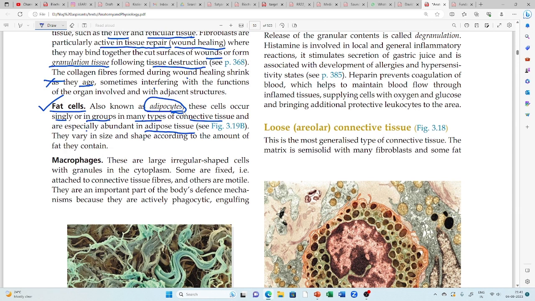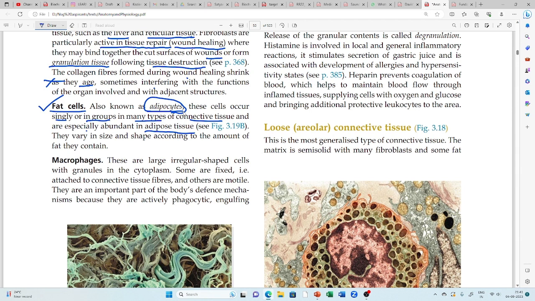Fat cells are otherwise called adipocytes, and they are found in groups, sometimes in groups or single, and are more common in connective tissues. These cells vary in size, shape, and the amount of fat they contain, and based on this they are classified into different types.